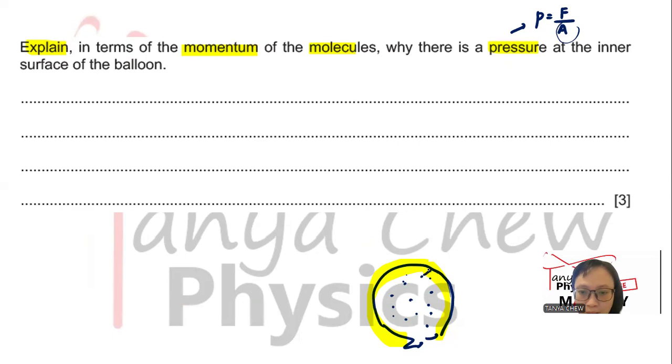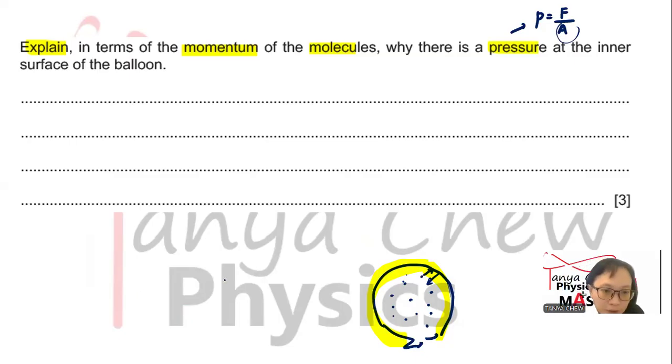So the molecules will collide with the inner wall of the balloon and then rebound back. I use the word rebounds, a keyword. Rebounds means you go towards the wall, you hit the wall, and then you come back with the same speed, because we make the assumption here that the collision between molecules and the wall is perfectly elastic.